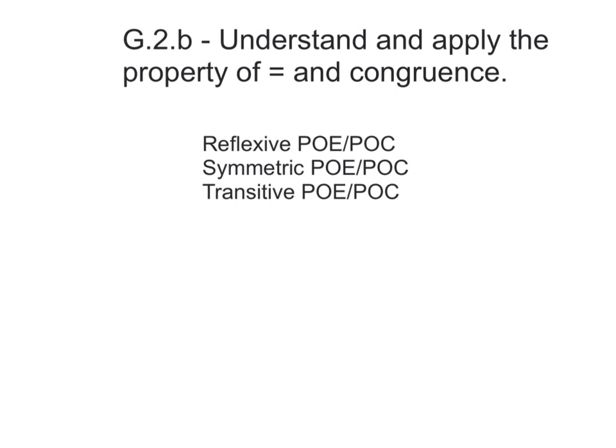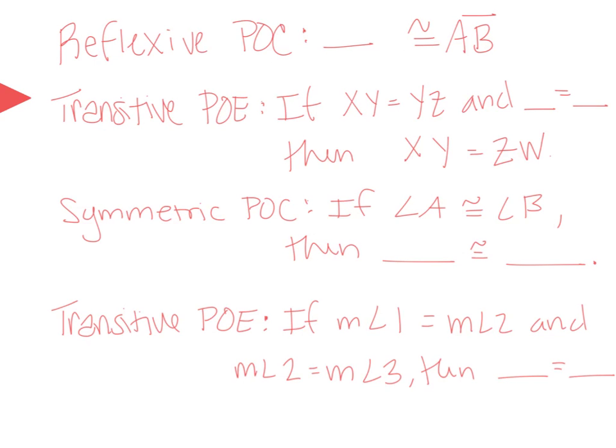Our second standard of Chapter 2 is understanding and applying the properties of equality and congruence, which are the reflexive, symmetric, and transitive properties. So for our first slide, we have to fill in the blanks. It tells you which property they're doing and you need to apply it.